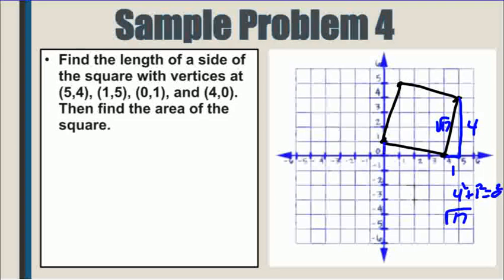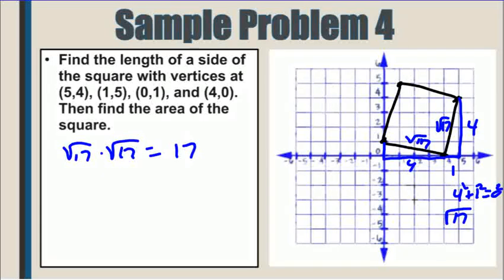Down here it's 1, and then 1, 2, 3, 4. So square root of 17. This would also be a square root of 17. So square root of 17 times square root of 17 gives us 17 square units. That's the beauty of using squares. You just need to find one side and then multiply it by itself.